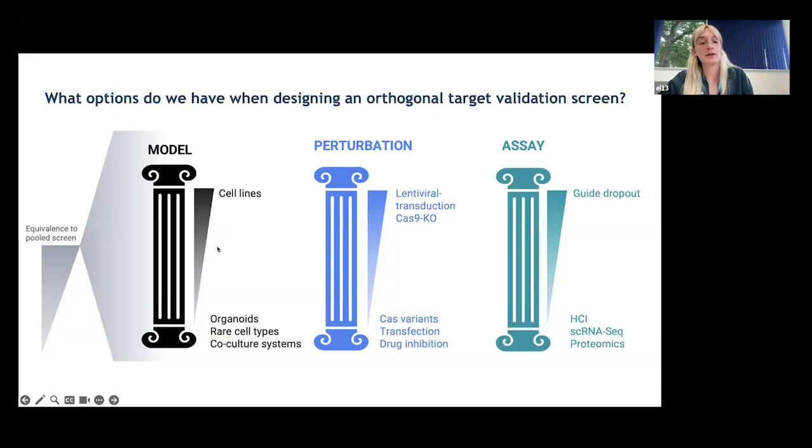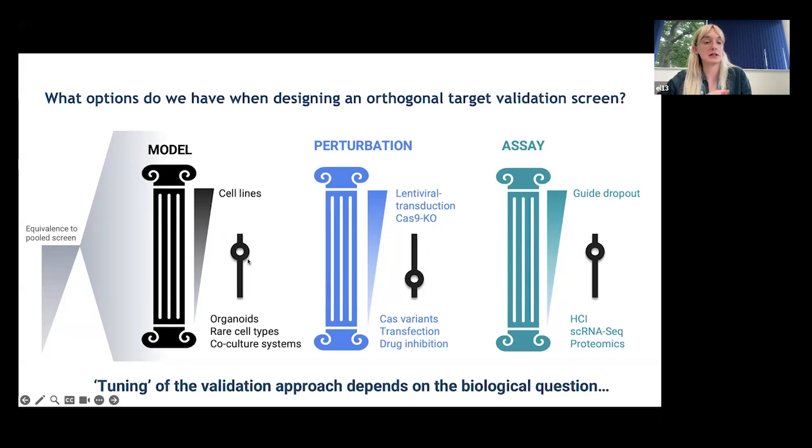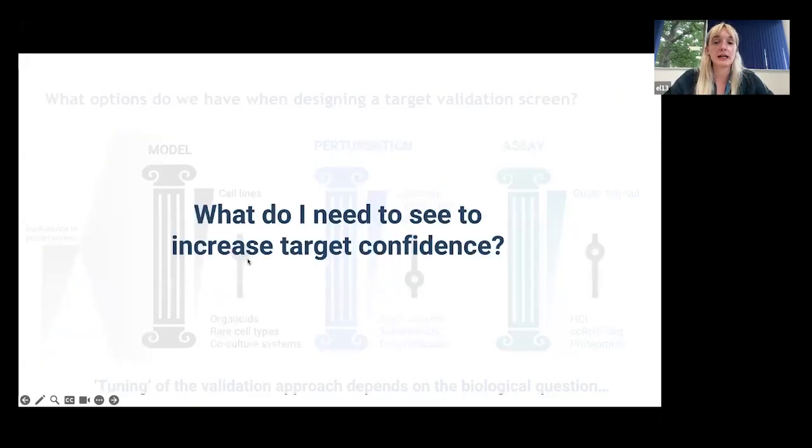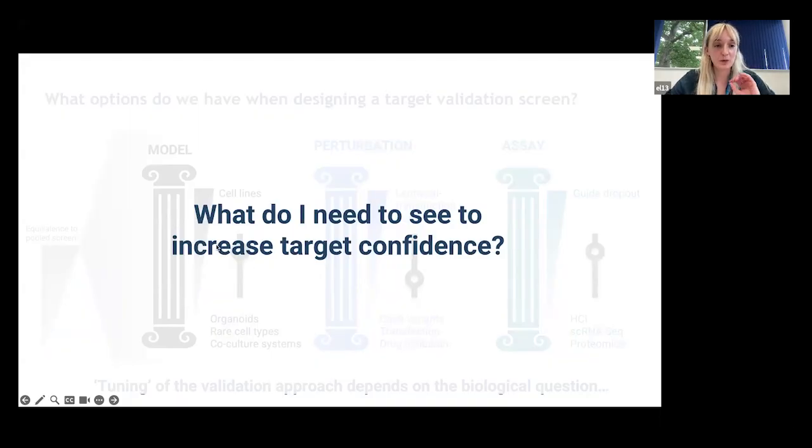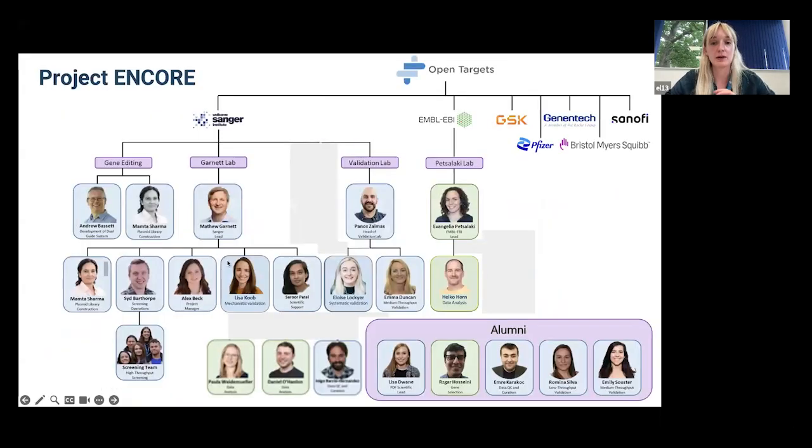So what we thought about in the validation lab when we were designing our arrayed screens was that we're tuning each of these elements depending on what biological question we were asking. And again, this will completely depend on the system that you're working in, but it does boil down to what is it that you want to see to increase your confidence in a target? What evidence do you need to be sure that the effect you're seeing is not just an artifact of the experimental setup?